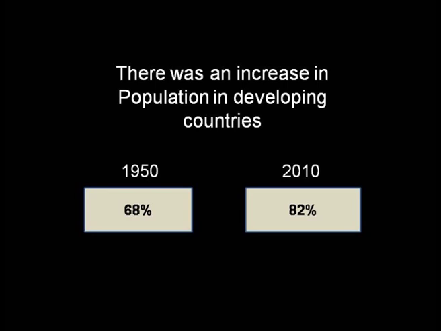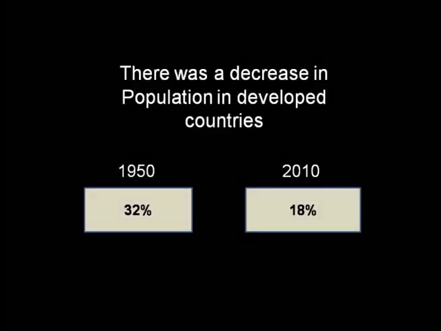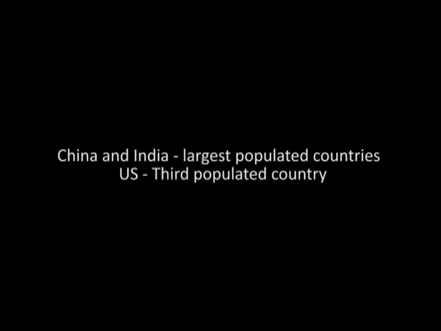of the world population, which increased from 68% in 1950 to 82% in 2010, while the population of the developed countries has declined from 32% of the total world population in 1950 to 18% in 2010. China and India continue to be the largest populated countries, followed by the US as a distant third.